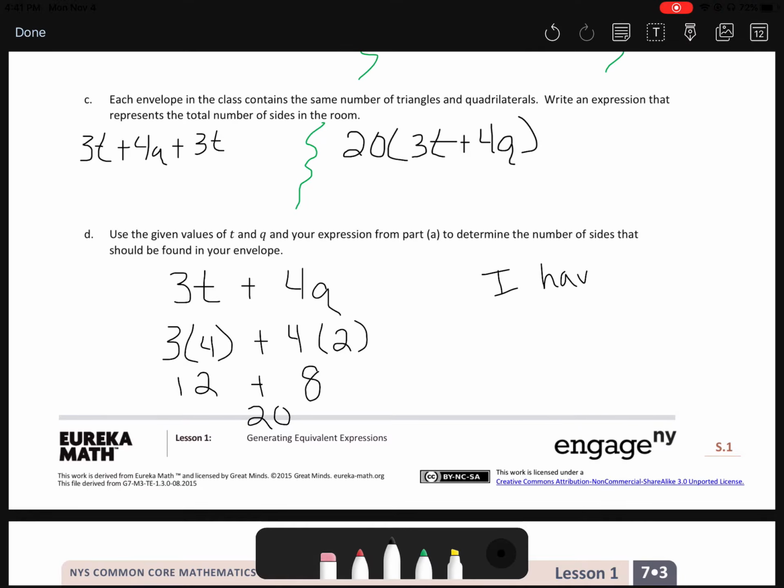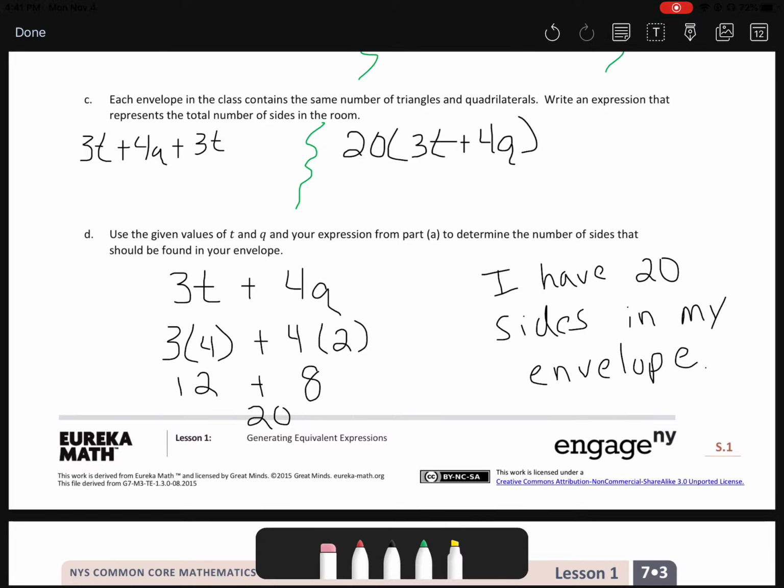I have 20 sides in my envelope. Pretty simple.